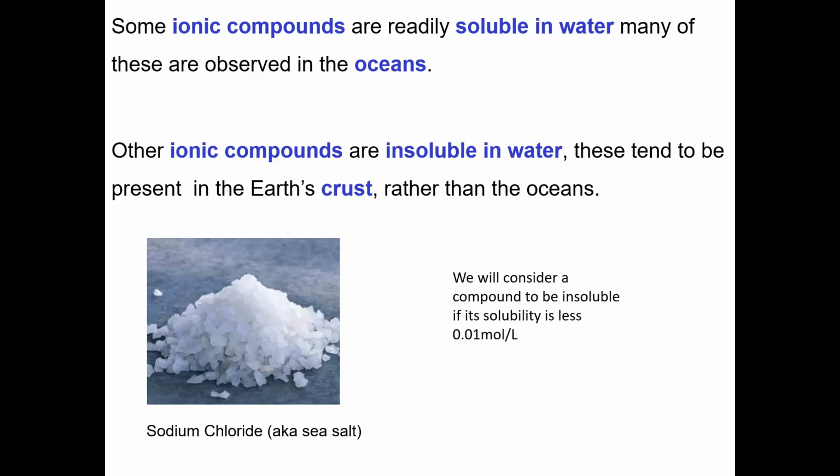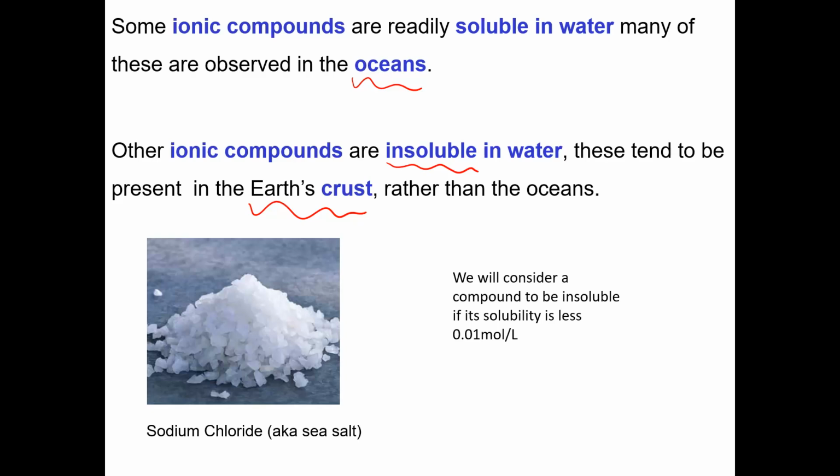We will find that some ionic compounds dissolve well in water. In fact, many ionic compounds dissolve well in water. These ionic compounds are typically found in the ocean, and they are what contributes to the ocean being salty. Other ionic compounds have poor solubility in water, and they tend to not be found in the ocean, but rather to be found on the land. And good examples of this would be things like carbonates, calcium carbonates, and phosphates that form limestone and other rocky formations on land.